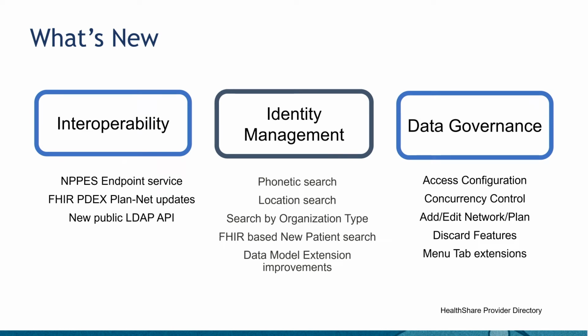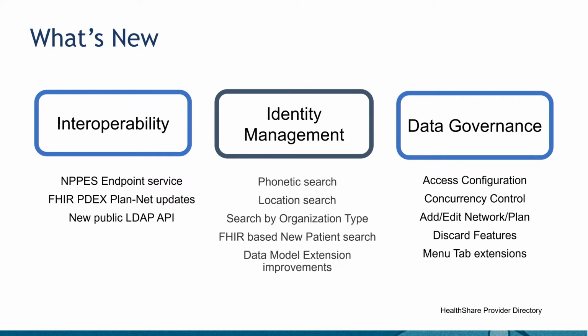Lastly, for data governance, we've added access configuration, which allows you to control what information can be shared and provides a role-based directory that can actually drill down to the table and field level. We've also added concurrency control, which prevents multiple users from updating provider information at the same time. And we've added add and edit capability for managing network and plan information.